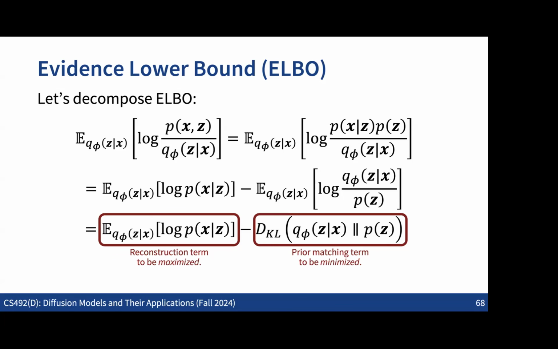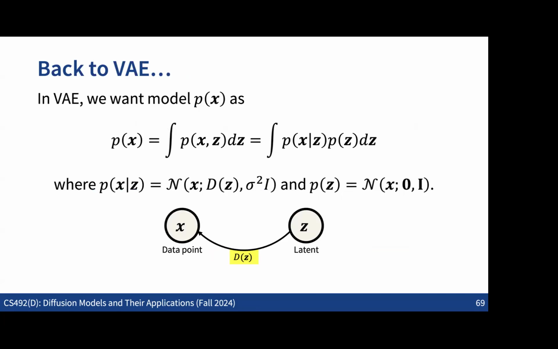Since we are running out of time, we're going to get into how exactly we can maximize this ELBO function in the VAE formulation next Monday. Then we're also going to see how this is related to the diffusion model that we are going to see in the following week. Any questions on this?